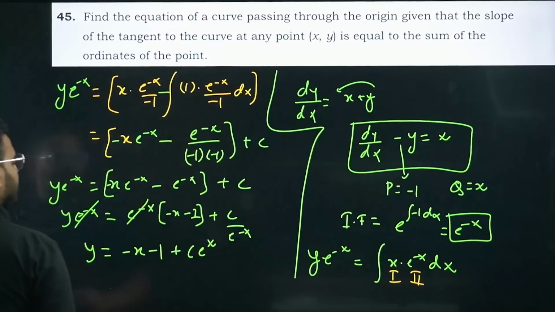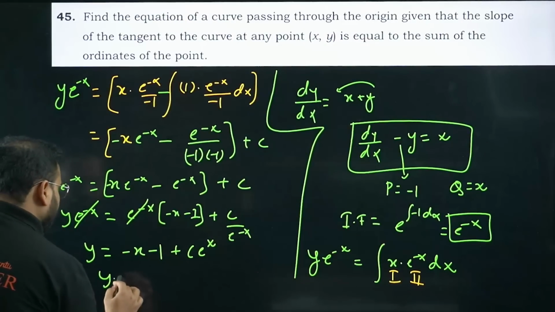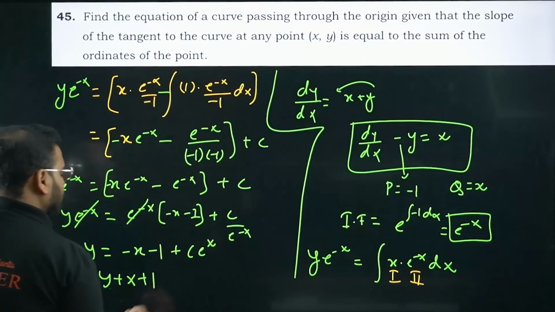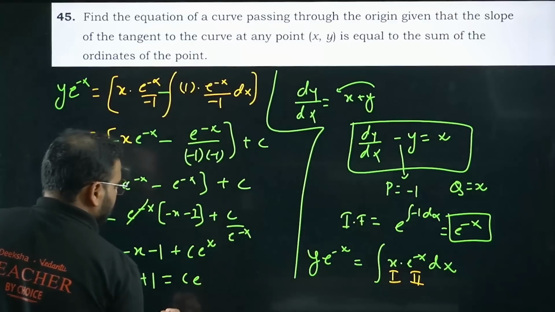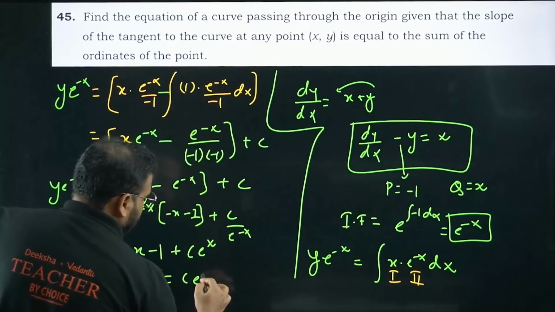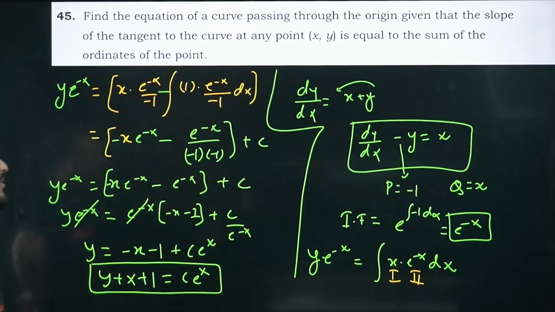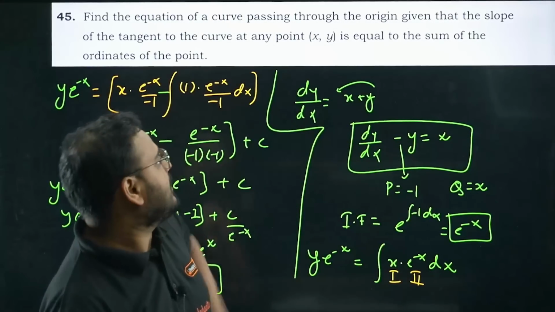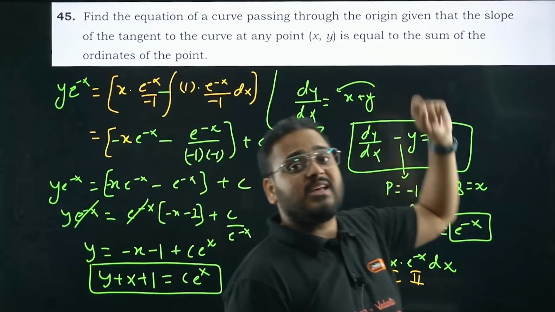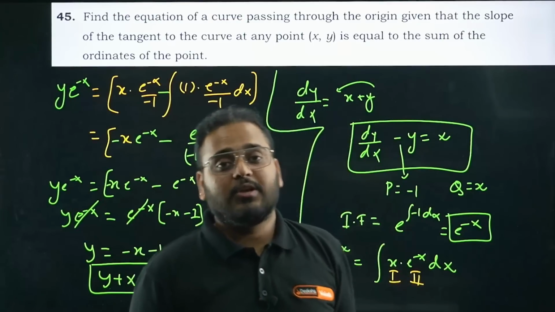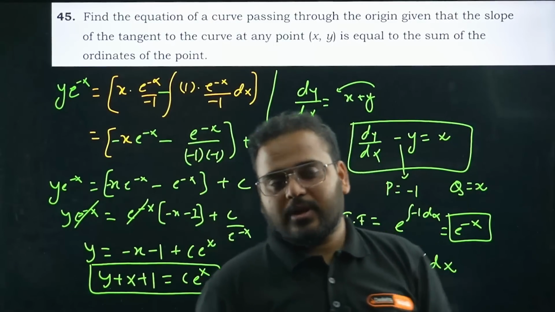So plus c times of e power x. Basically, y plus x plus 1 equals c into e power x. This is your solution. Is it the final answer, sir? Of course not. How come, sir? They have mentioned origin over here. It means they have given x and y value, so they are looking for a particular solution. So we have to find that.